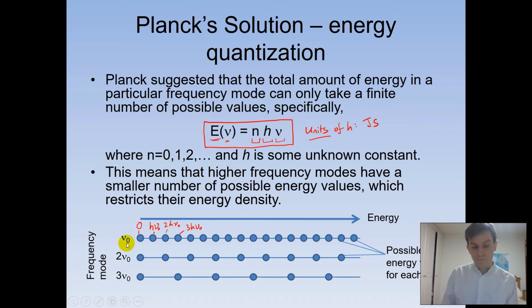If you double the frequency of the mode, then that doubles nu in this formula, and that means that your possible values of energy get spaced out twice as far. And if you multiply the frequency of the mode by 3, then they're spaced out 3 times as far, like this. Now you can show, using the theory of statistical mechanics, that this means that, as required, those high frequency modes contain less and less energy. Having a smaller set of possible energy values restricts the energy density of these high frequency modes.